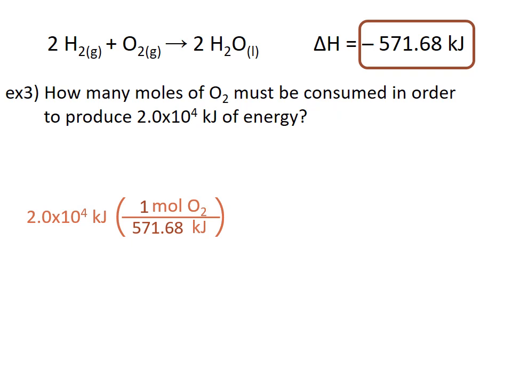571.68 kilojoules. Again, delta H is negative in our balanced equation, but if it were written into the equation, it would be a positive on the right-hand side, and it goes into our brackets as a positive. Kilojoules and kilojoules will factor out.